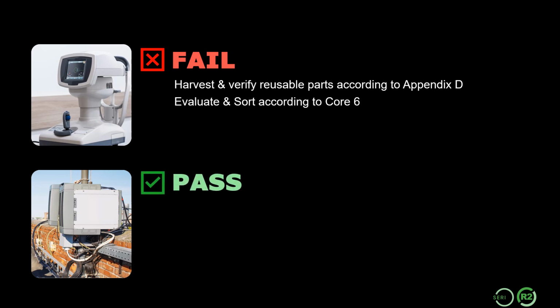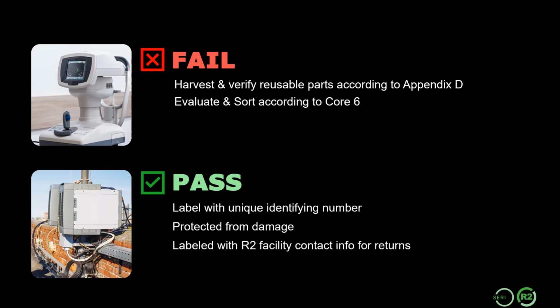If the equipment passes all verifications, each unit must be identified with a unique number for tracking purposes, handled to protect it from damage, labeled with the R2 facility's name and contact information for returns, and identified with the F2 category from the R2 equipment categorization document, or an equivalent category as specified in the rec.